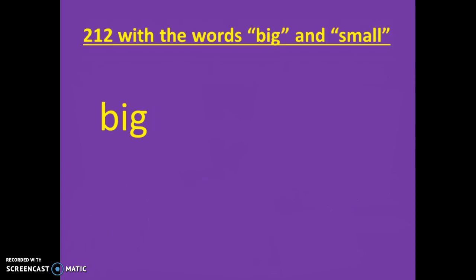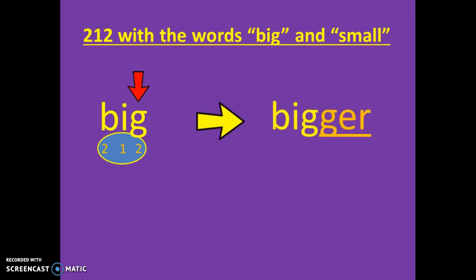Let's take, for example, 2 different words here. We're going to look at the words big and small. So if we have the word big, we'll see that the letter B has the number 2. I gets the number 1, and G gets the number 2. So you'll see that this is the 2-1-2. So if we have 2-1-2, we're going to take the last letter. The last letter here is the G, and we are going to double it. So you'll see B-I-G-G-E-R, we have our comparative adjective bigger.